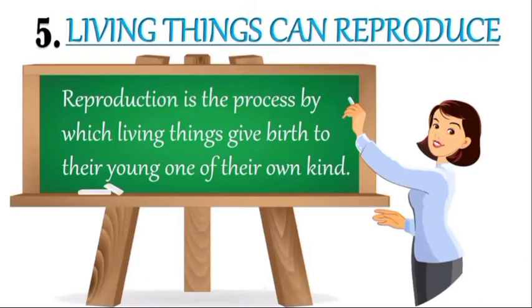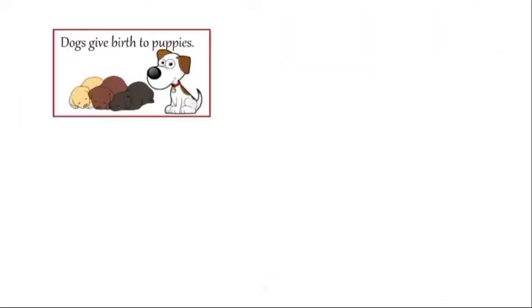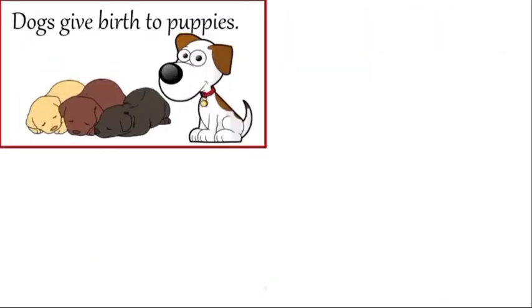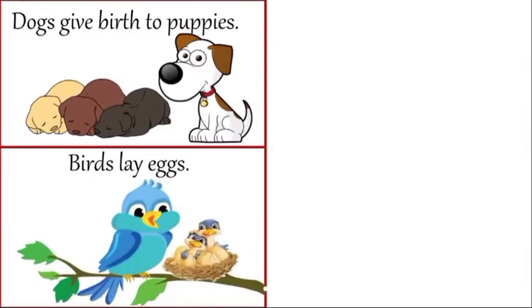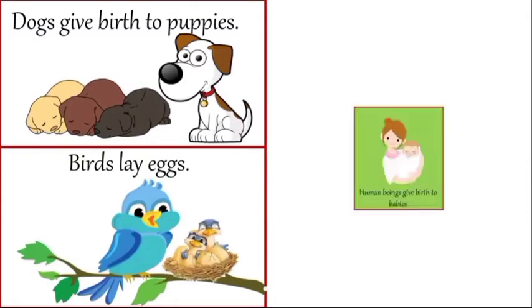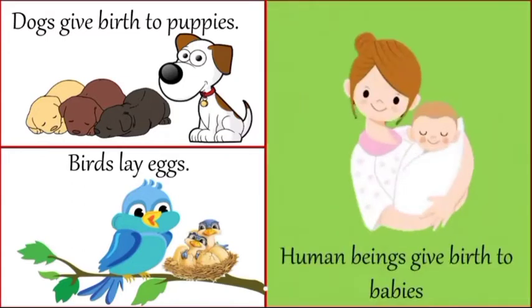Living things can reproduce. Reproduction is the process by which living things give birth to young ones of their own kind. Dogs give birth to puppies. Birds lay eggs, and the young birds hatch from the eggs. Human beings give birth to babies.